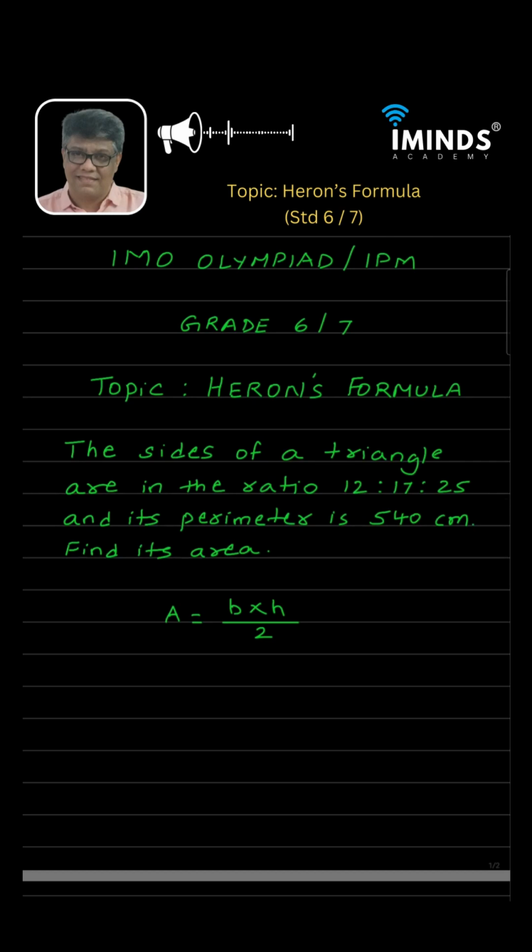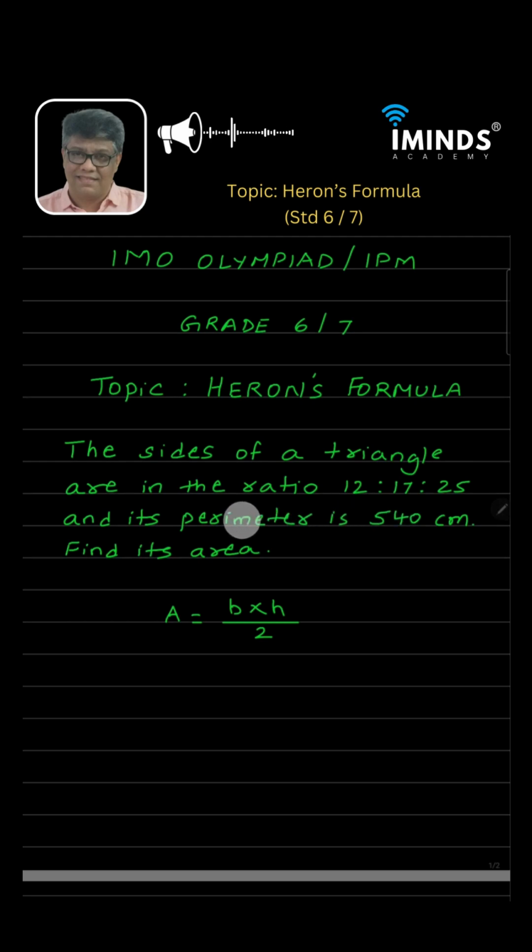So let's get started. The question before us today is: the sides of a triangle are in the ratio 12 is to 17 is to 25 and its perimeter is 540 centimeter. Find its area. So the data before us today is we have the sides which are given in the ratio form. We don't have the actual values and we are given the perimeter of the triangle which is 540 centimeter.